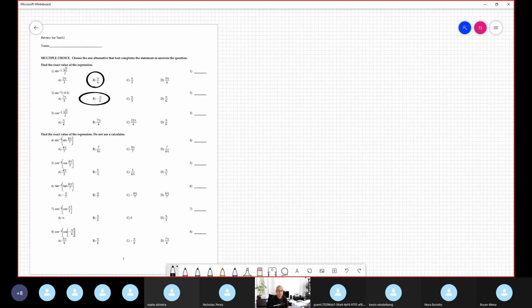Number 3, cosine inverse of radical 2 over 2. Again, but cosine is a little bit different, agree with me. Cosine inverse is something like that when it's positive.